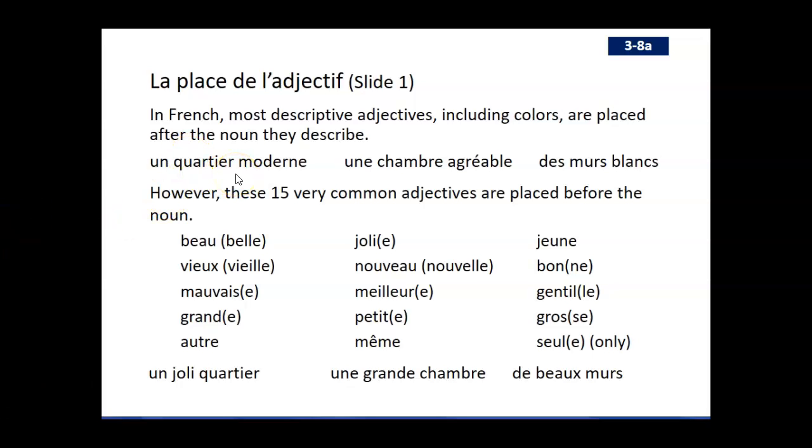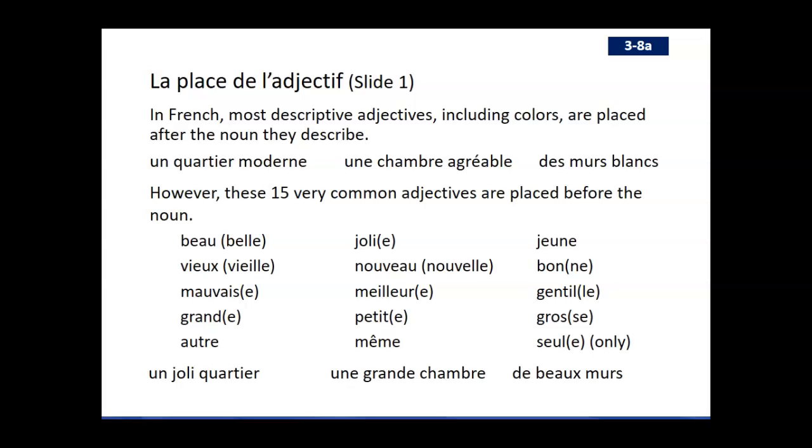Un quartier moderne, so we have a modern neighborhood. Une chambre agréable, so a pleasant room. And finally, des murs blancs, some white walls. So the pattern we see here is an article, and the articles could be un, une, des, le, la, les, depending on whether they're definite or indefinite articles. The noun itself comes in the middle, and then the adjective follows that at the end.